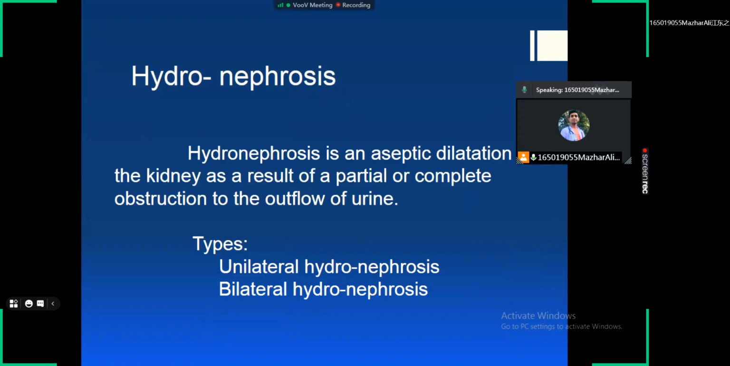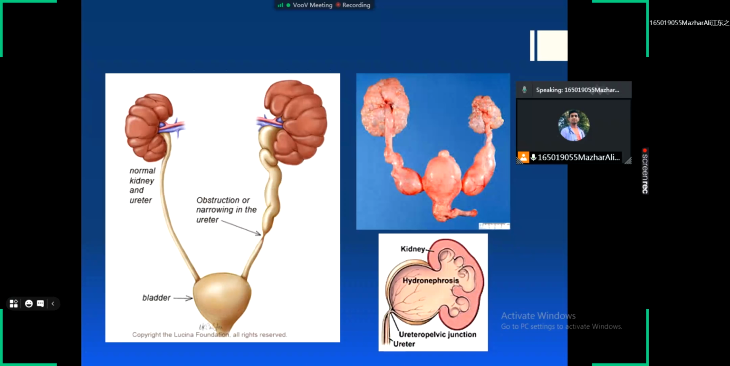Then there is unilateral hydronephrosis and bilateral. Unilateral means one ureter is blocked, and bilateral means both, like in some problem in the bladder. So this is the thing. Then you can see obstruction in the ureter and the forward flow does not happen. Here forward flow will happen, but there is none. So the urine goes back and makes the kidney enlarge.